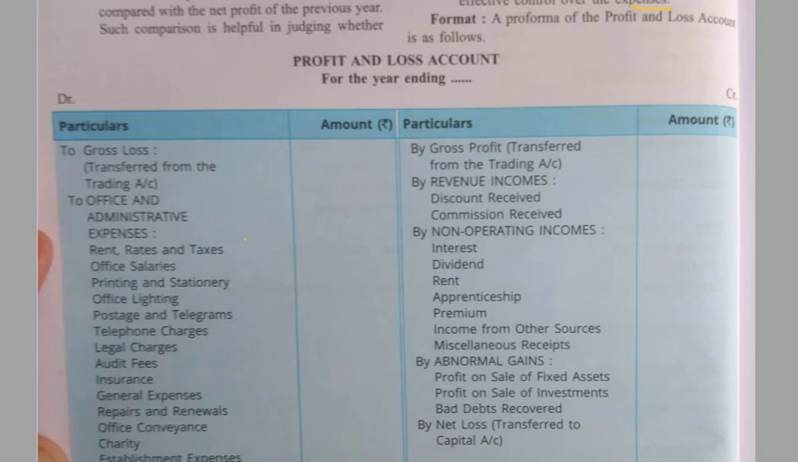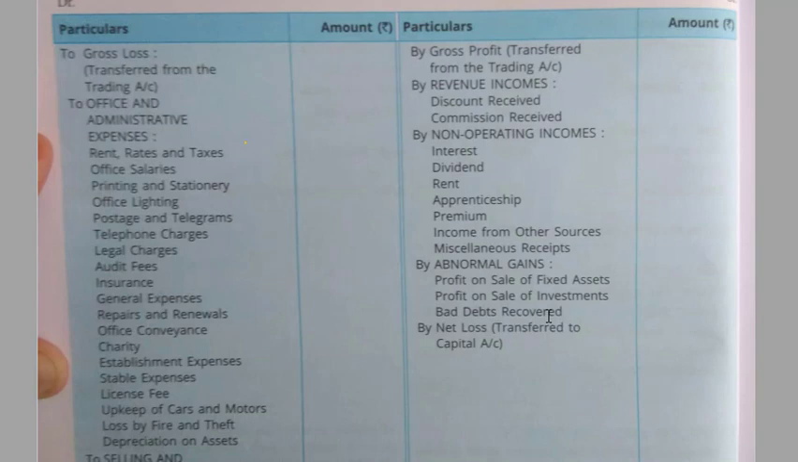non-operating incomes like some interest I received, some dividend I received, some rent, some apprenticeship premium that I received, income from other sources, miscellaneous receipts. So any other kind of receipt that I am getting. So any kind of income that I am getting which is not directly related with the sale of the goods is coming under non-operating incomes.